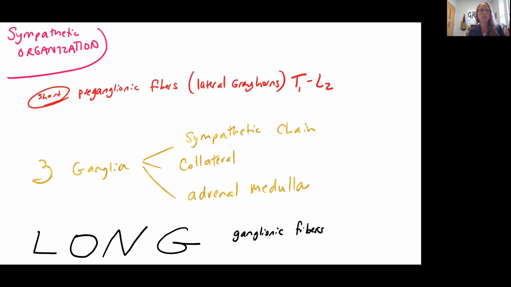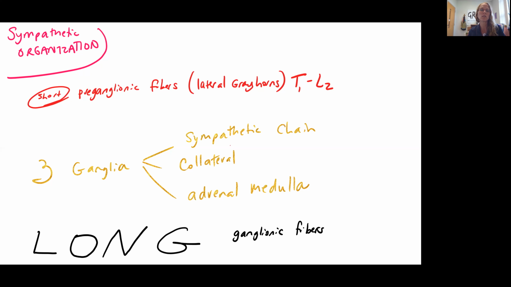Okay, now we do see those preganglionic fibers are short. They're extending out to those ganglia. There are three different sympathetic ganglia. We have what's called the sympathetic chain, the collateral, and then also the adrenal medulla, which is the singular version. Medullae with an AE ending would be plural, and we do have two of those, so you might want to pluralize it in your notes.